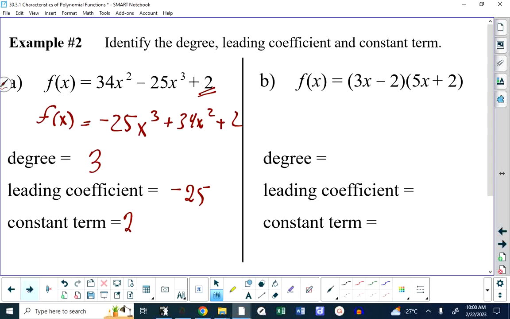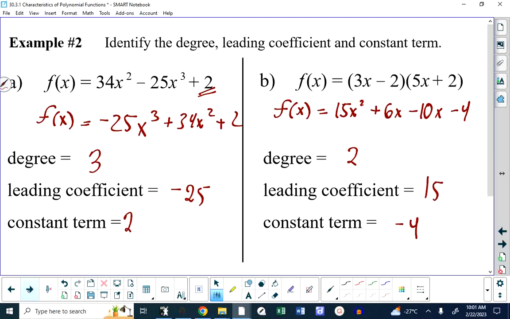If we wanted to figure out the degree, leading coefficient, and constant term here, what we would do is multiply out these two binomials using FOIL, I guess. 15x squared is my first. Outer is the 3x times the 2. Inner would give me negative 2 times 5x. And last is negative 4. So what is the degree? Well, 2. The leading coefficient is 15, and the constant term is negative 4. I just want to point out to you that you could have answered that without doing the outer and inner product.